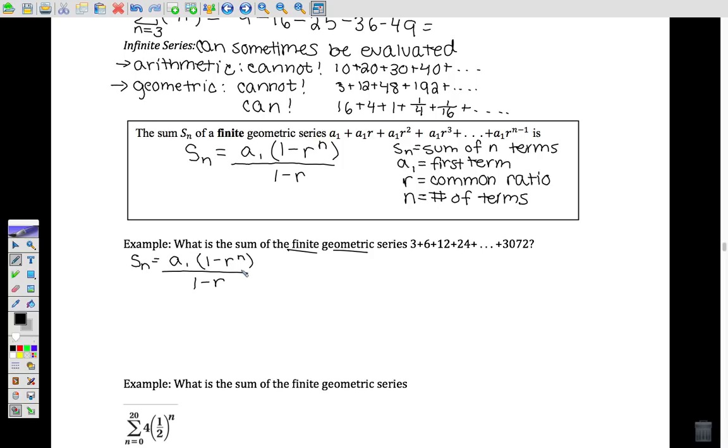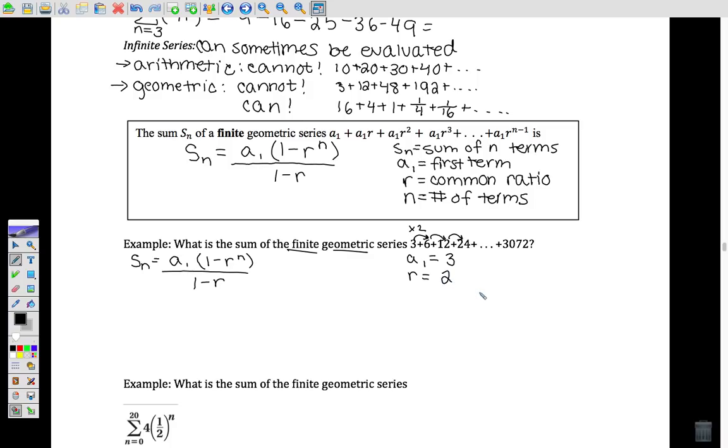If we're going to start plugging into that formula, we need to know a couple things first. The first thing we need to know is A1. Well, that's given to us. It's 3. The second thing we need to know is the common ratio. If we look at this from one term to the next, we're just multiplying by 2.